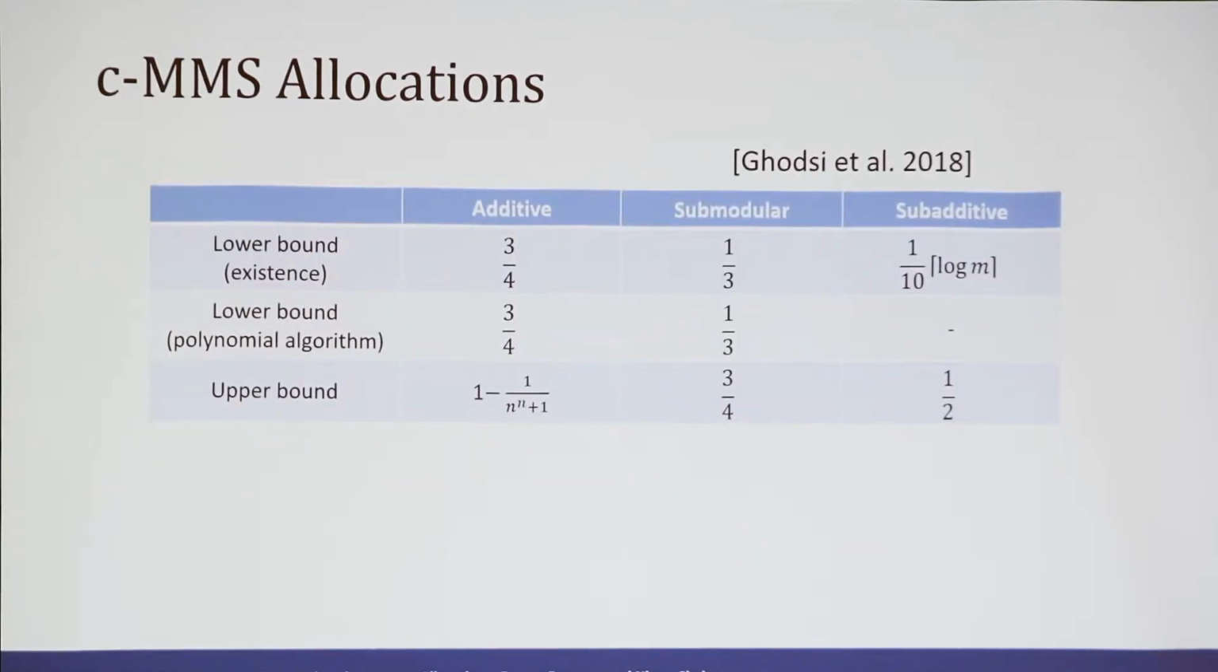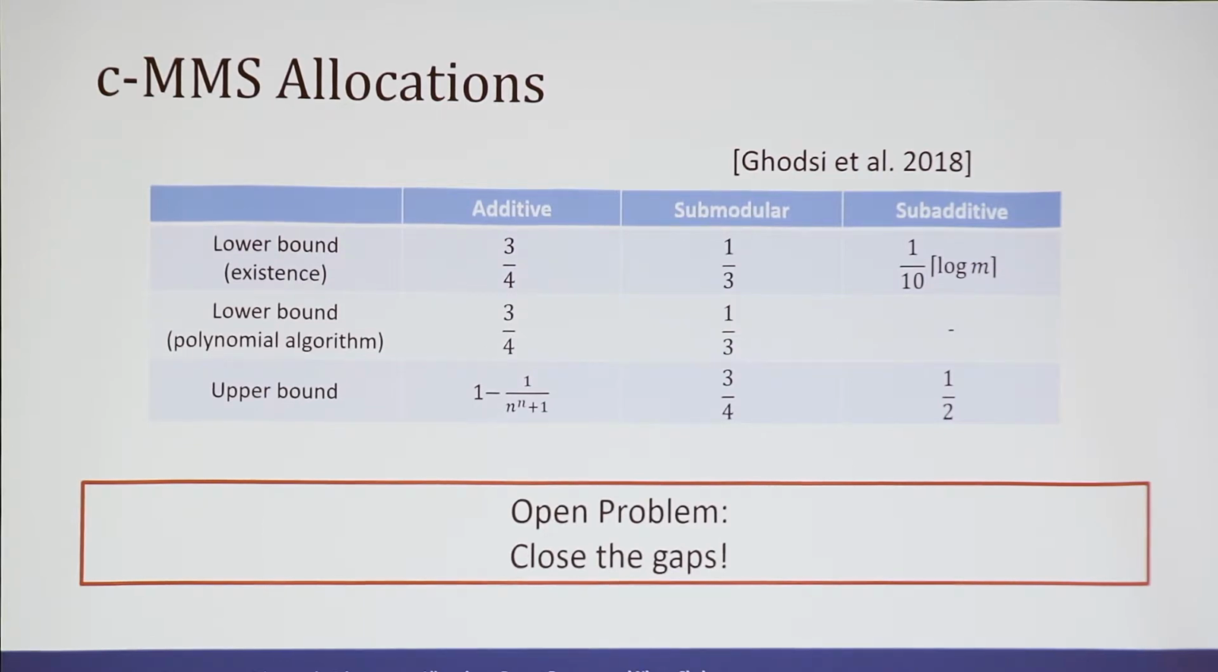Right, so in the end you can write up this table. What I've been telling you about are the additive results. We have this lower bound of 3/4. We still don't know anything more than a fairly trivial upper bound, from the original Procaccia-Wang paper. It's very close to 1. So an obvious open problem here, or set of open problems, is to close this gap. Well, all of these gaps. There are results for submodular and subadditive valuations as well, and all of these results come from that Ghodsi et al. paper.